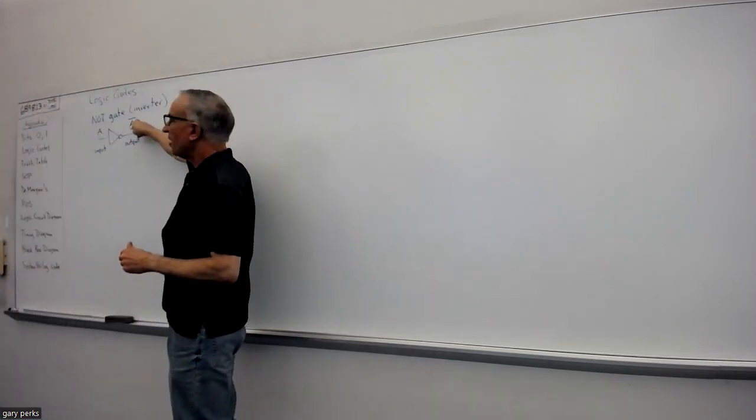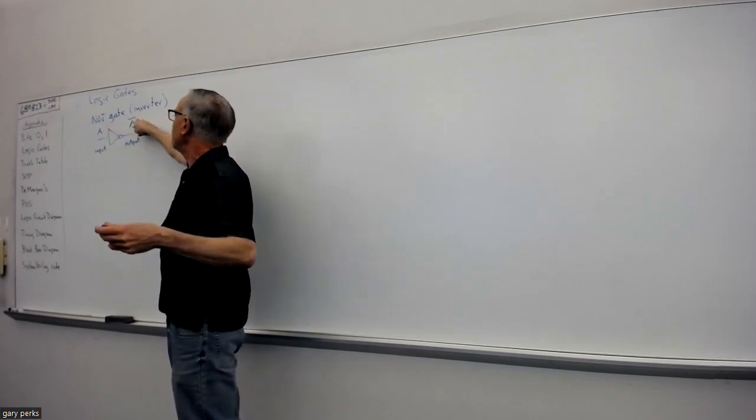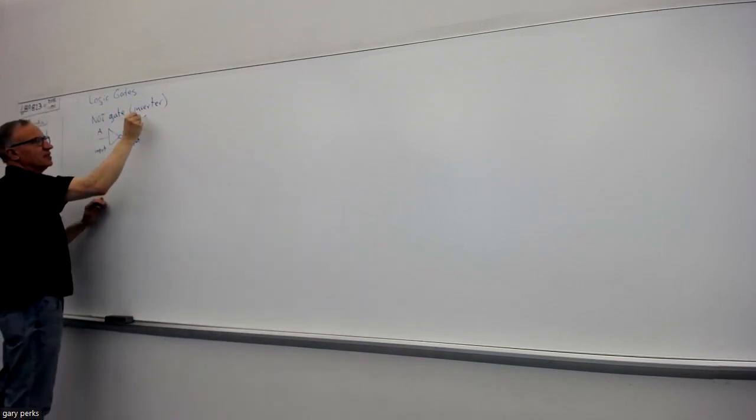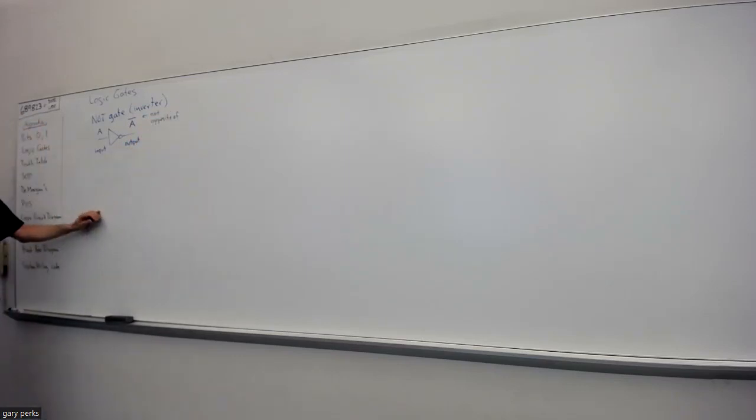But you see this bar over a variable, that's a base 2 algebra symbol. And what that bar means is NOT. And what NOT means here is opposite of. Okay, so we have input A and the output's going to be opposite of A.